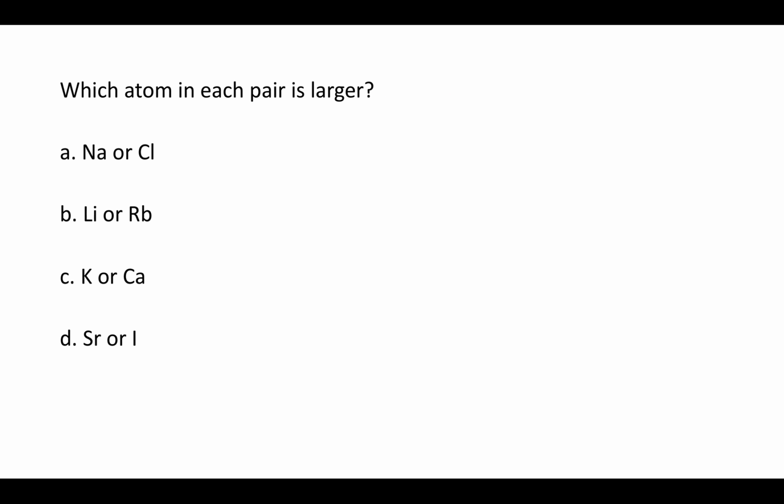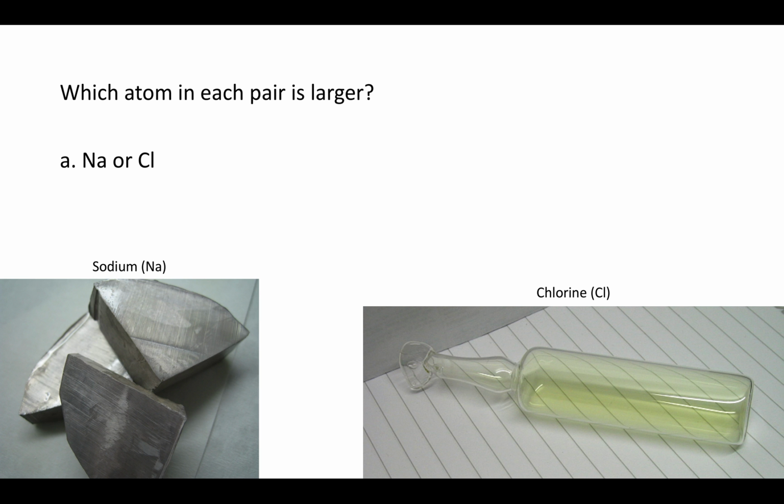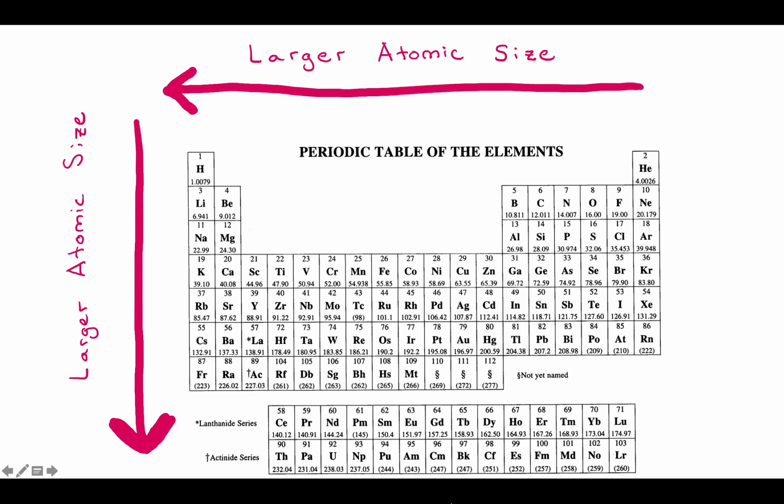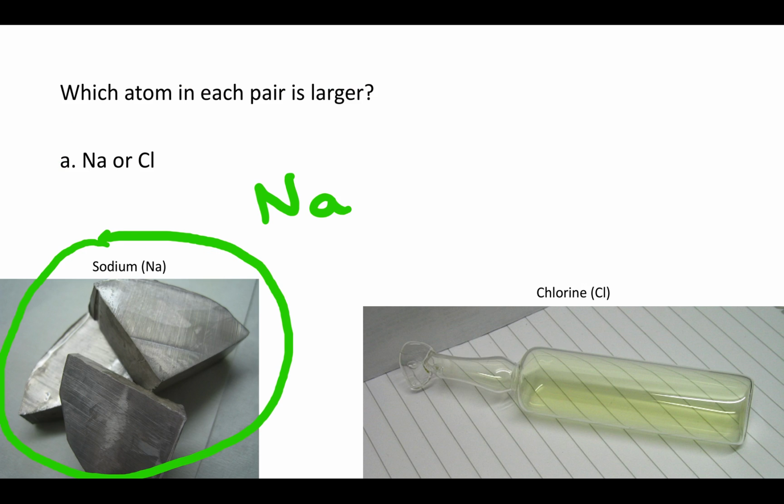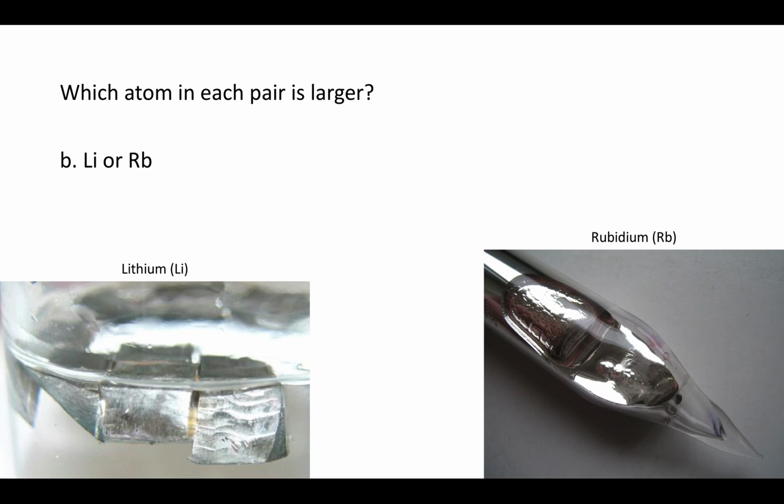So here it says which atom in each pair is larger. Are the atoms that make up sodium larger, or are the atoms that make up chlorine larger? So we'd want to see where those are on the periodic table. Sodium is here, chlorine is here. Because sodium is further left, it is larger. Sodium, the atoms that make up sodium are the larger atoms.